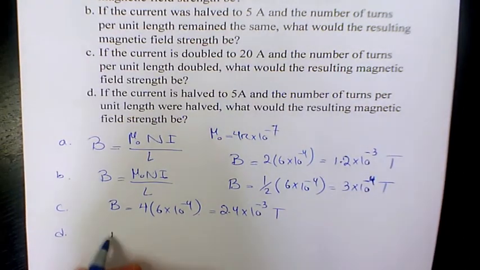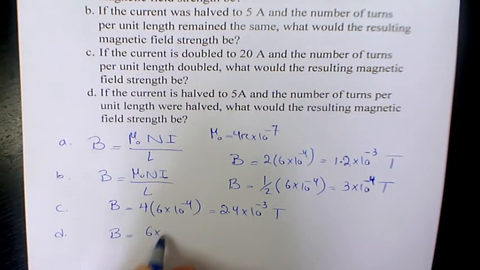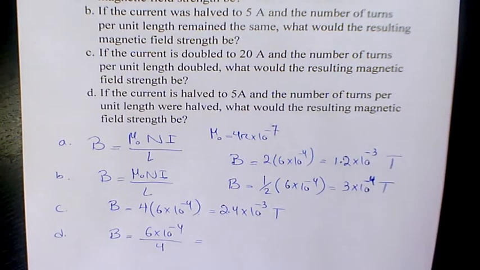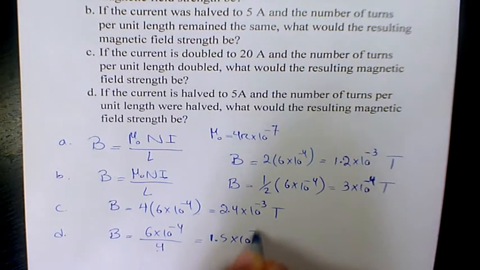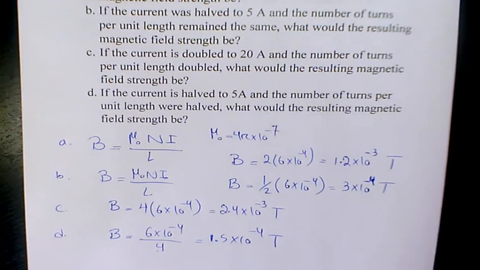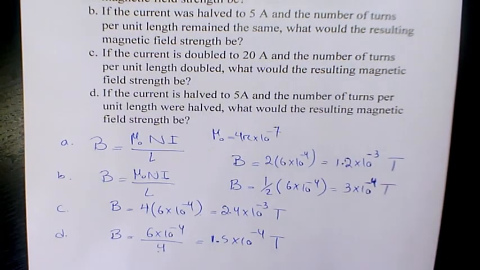So we need to have 6 times 10 to the power of negative 4 divided by 4. 6 divided by 4 is going to be 3 divided by 2, which is 1.5. Again, you don't need to use the calculator. That makes it much faster and more effective. So that's going to be the magnitude of magnetic field strength for 4 different cases.